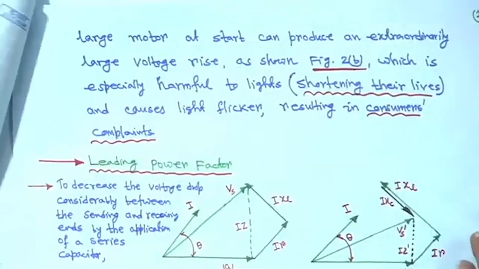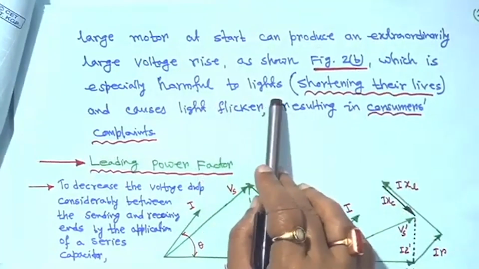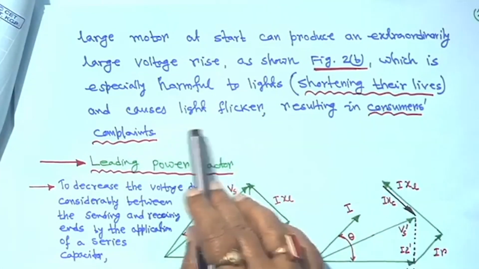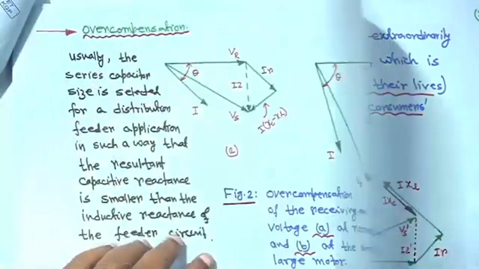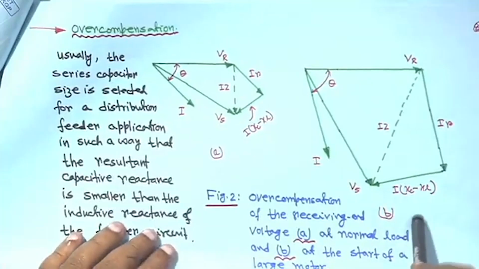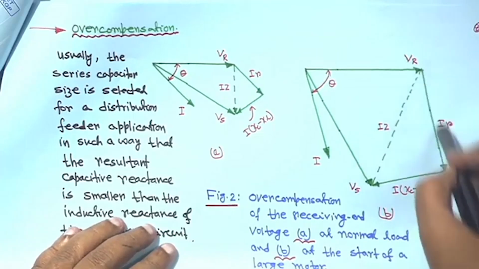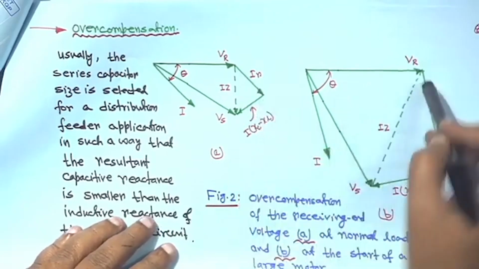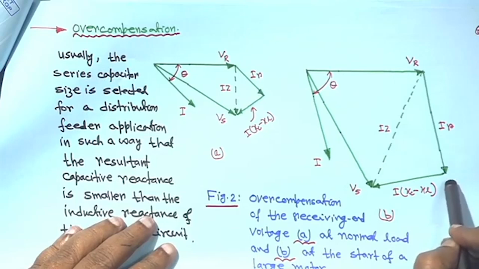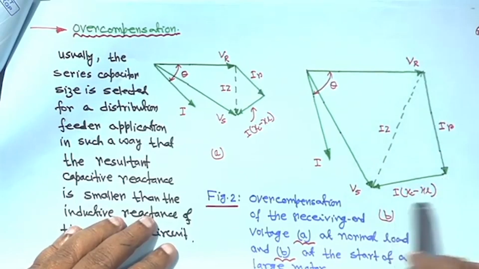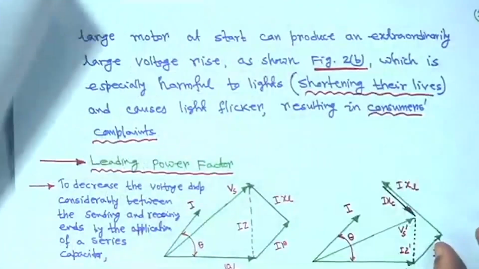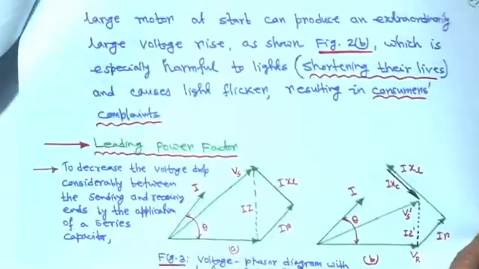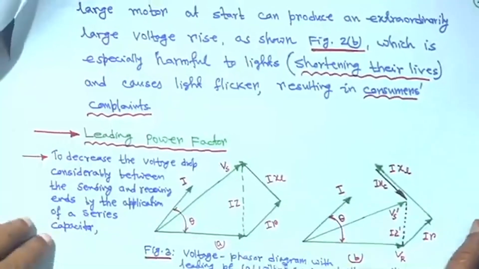So, in that case, which is especially harmful to the lights, shortening their lives and causing light flicker, resulting in consumer complaints. These are certain considerations you have to consider, because of the large current, this IR voltage drop is higher. It is not to scale, but this IR and I(XL minus XC) will be higher. So, one has to be very cautious about series capacitors. This is a certain drawback of the series capacitor.